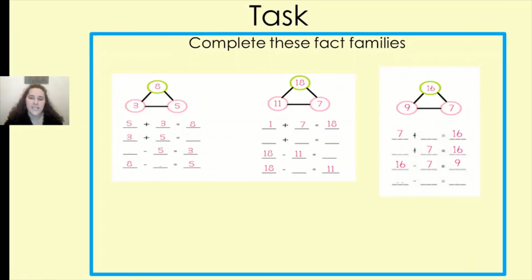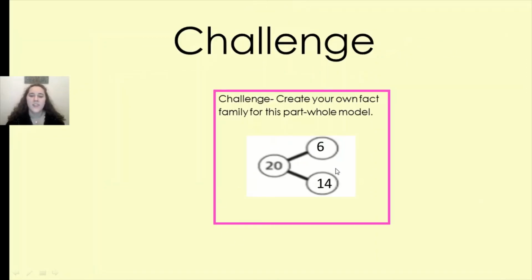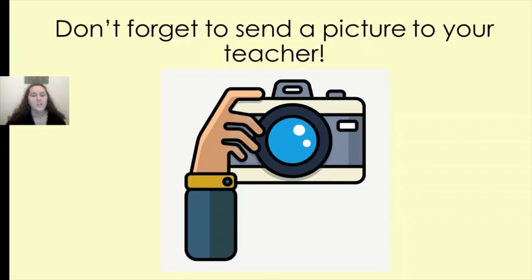Right, your task for today is to complete these fact families. As you can see here, you have got your part whole model at the top and some missing numbers. So have a go at doing these. Then your challenge is to create your very own fact family for this part whole model here. Here your whole is 20, one of your parts is 6 and the other part is 14. So have a go at creating 2 addition sentences and 2 subtraction sentences for this part whole model. Don't forget to send a picture to your teacher of your incredible work.